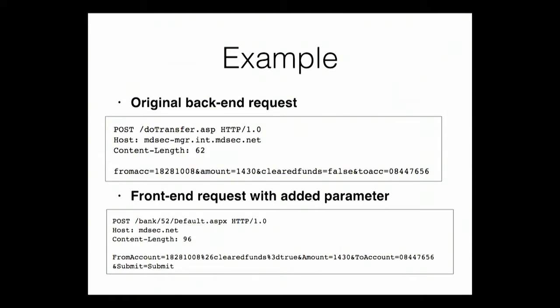So here's the original request, from this account to this account, cleared fund equals false, to that account. So now I just add another parameter, from account, then I add cleared funds equal true here in that number. Then there's a cleared funds equals true here, and there's a cleared fund equals false somewhere else: the one I injected and the one the server put on there, and maybe it will understand the wrong one if I'm lucky.